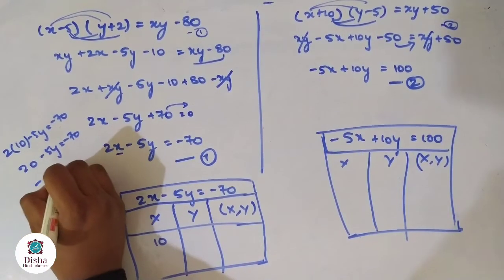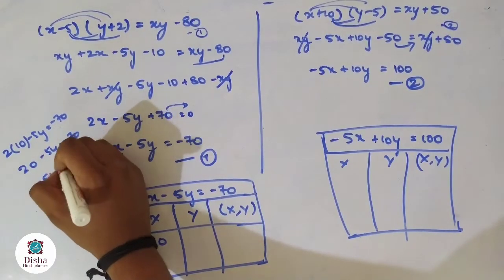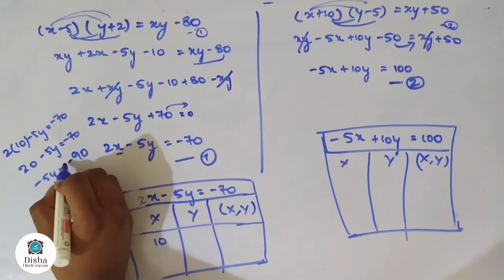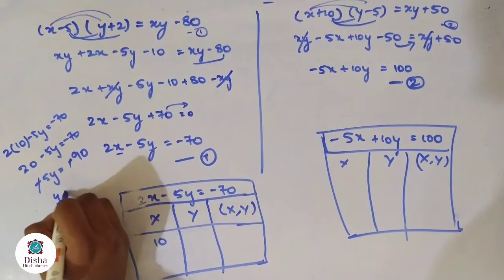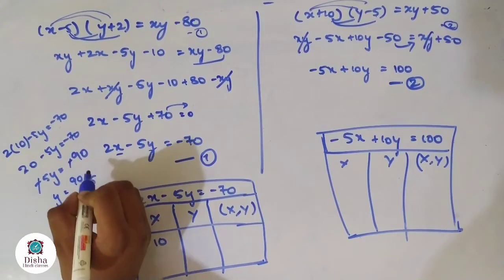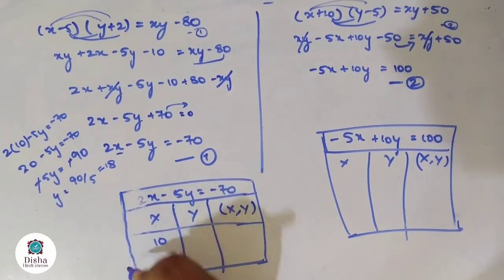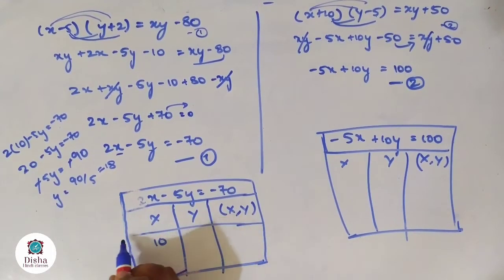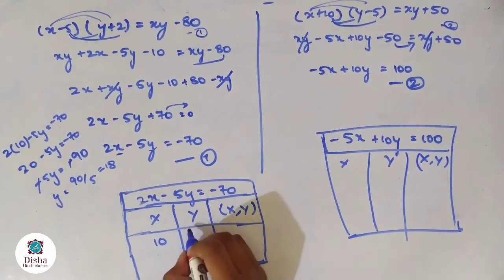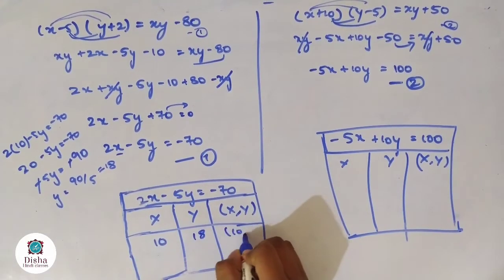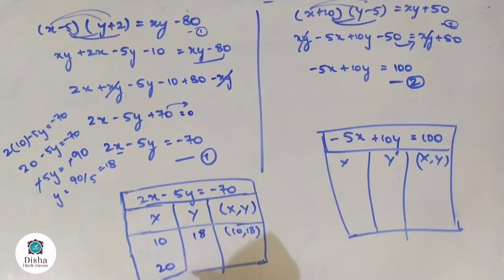So minus 5y equals, this 20 will go to RHS, it will become minus 20. So minus 20 minus 70 will become minus 90. So your minus sign gets cancelled. Then y will become 90 by 5. That will be equals to 18. Okay. So this is how we got the y value. So x is 10, y is 18. So 10 comma 18.